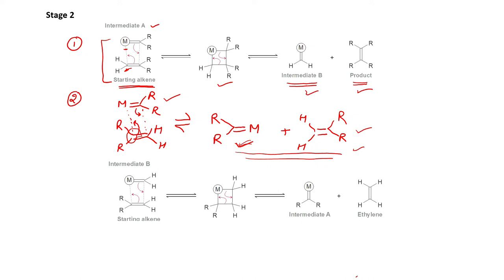Now, the second case. This was with intermediate A. Now, with intermediate B, if your starting alkene is reacting with intermediate B, what will be the product? First, we take the case where the metal is going with the carbon having maximum substitution. So first cyclic formation, then ring opening, and it will give you intermediate A. This was your intermediate A and ethylene.